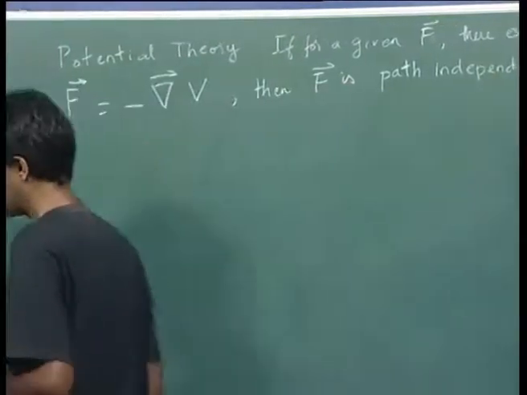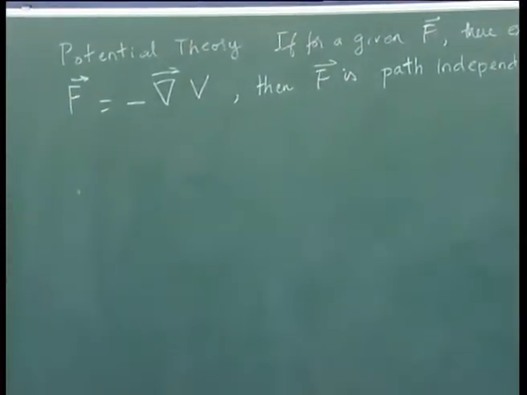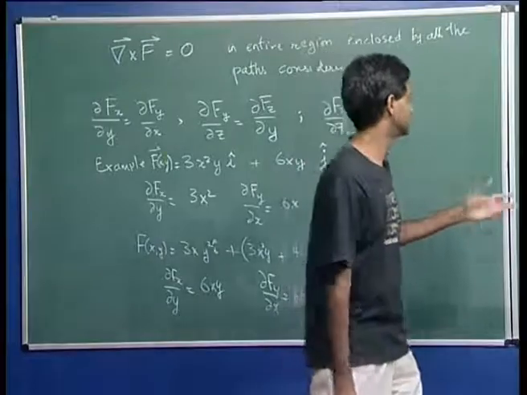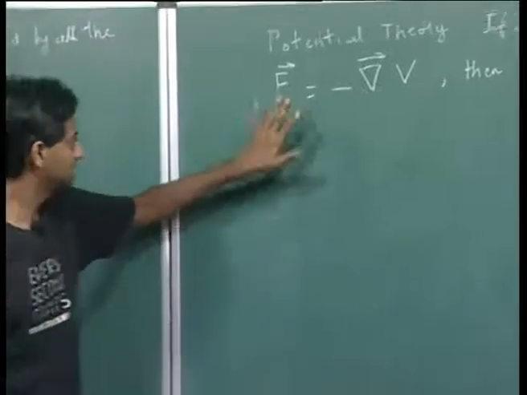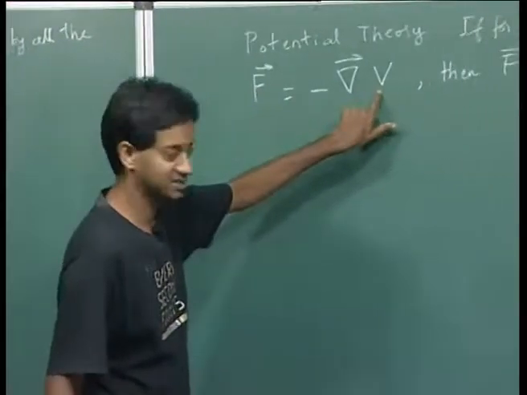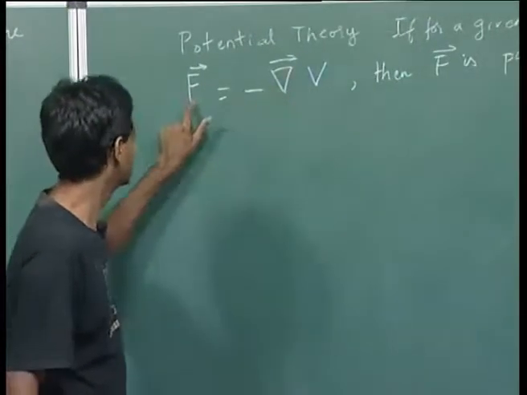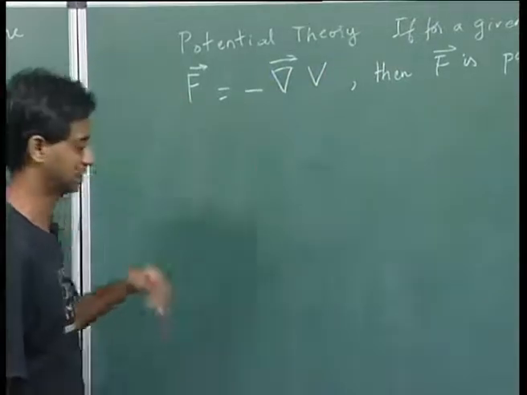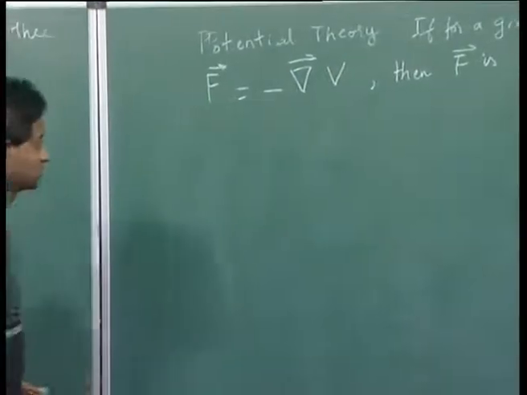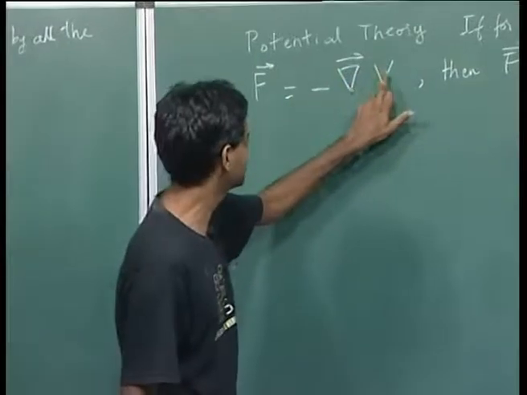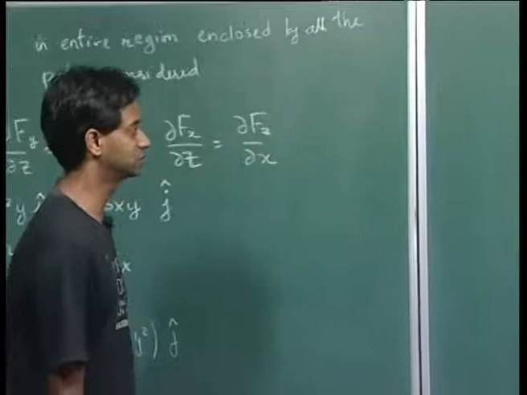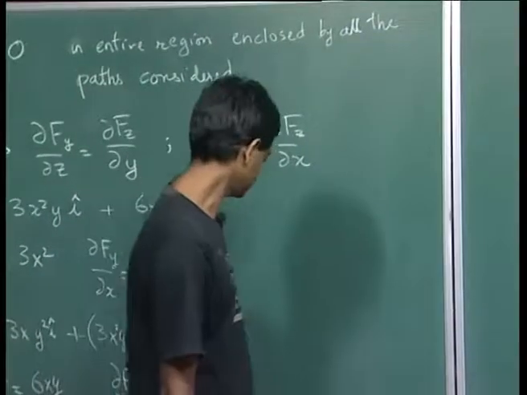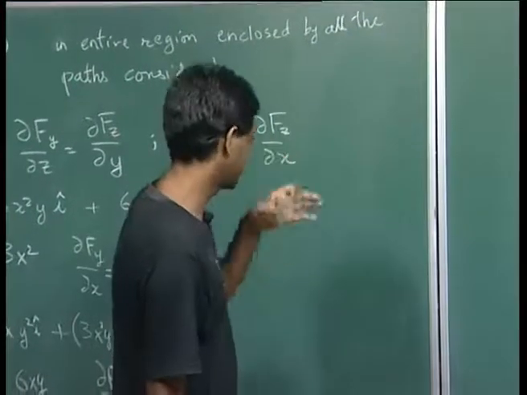Okay. And the negative is just out of convenience. You could always, I mean, the negative sign is not really important in this case. It is just that V is usually defined as the potential energy, and the force is defined as the negative gradient of the potential energy. So the point is that if there exists a V such that F is minus grad V, then the force is path independent. Okay. So how do we understand this?